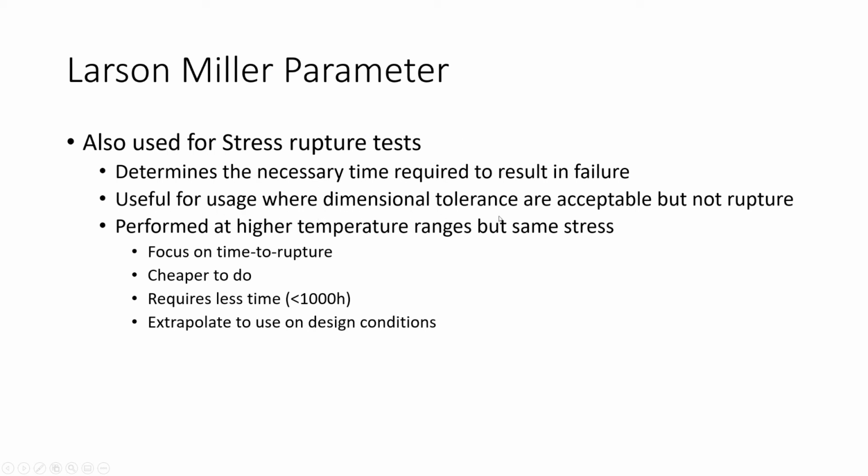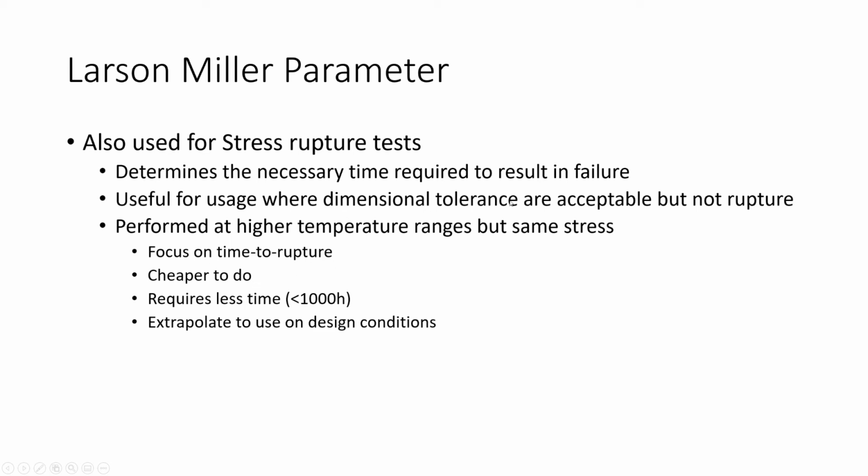It's useful where dimensional tolerance is acceptable but not rupture tolerance. It is performed at a higher temperature range but at the same stress level. Basically you want to save time for testing the material. So instead of waiting thousands and thousands of hours, you do this test for less than 1,000 hours, more or less, to save time, and it is also cheaper. So you do the same test at the design conditions, however, at a higher temperature to accelerate the time, because it focuses on the time to rupture.